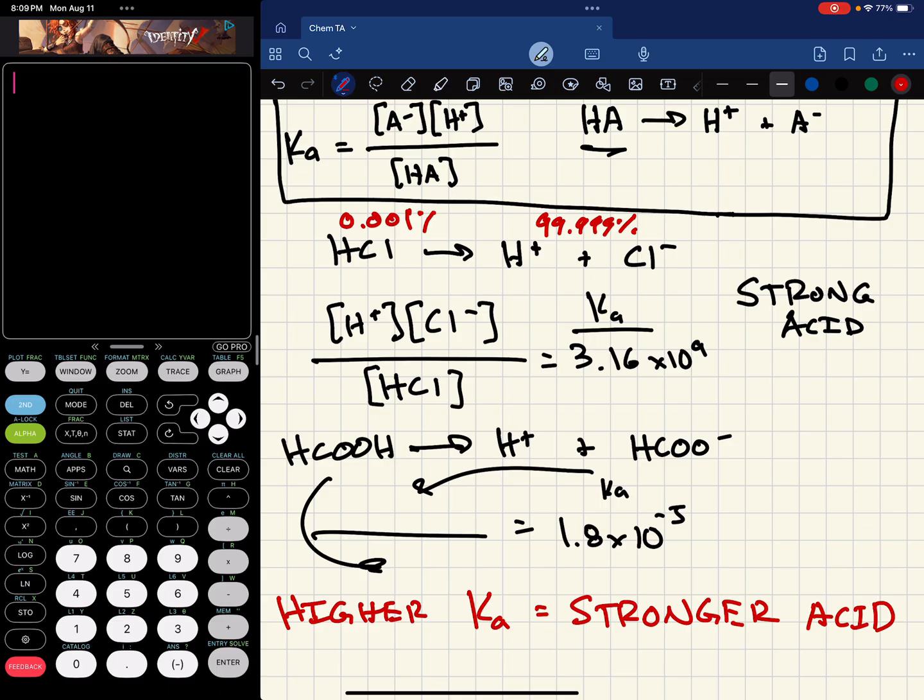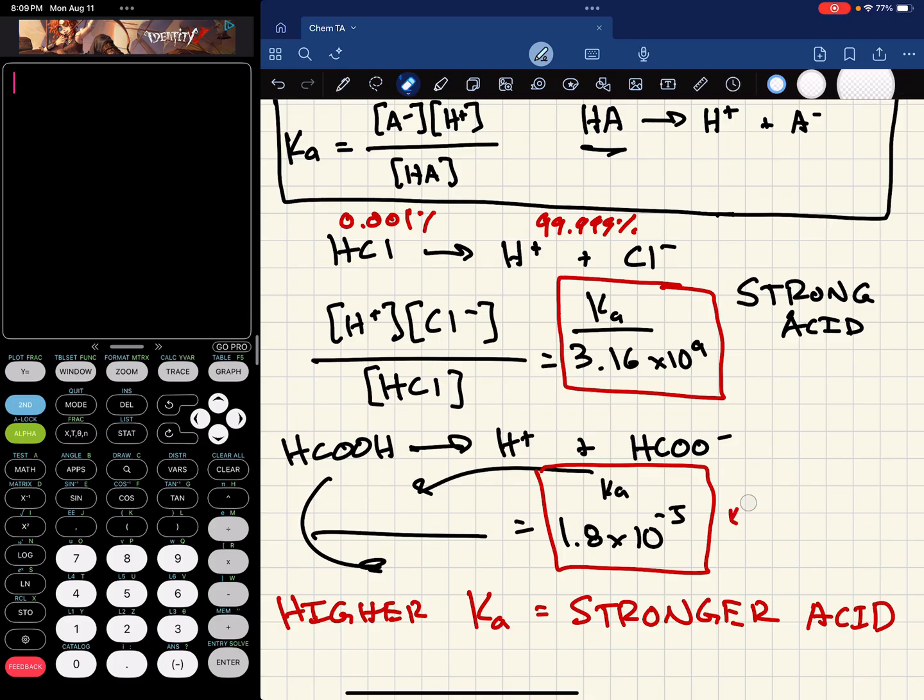So you can see the difference here. This is 3.6 times 10 to the 9. This is 1.8 times 10 to the negative 5. So this is like a decimal. And I'm pretty sure the rule is if it's greater than 1, it's considered a strong acid. If it's less than 1, it's considered a weak acid, which makes sense. That's our same rule with equilibrium, right? If Ka is greater than 1, it's strong. If Ka is less than 1, it's weak.